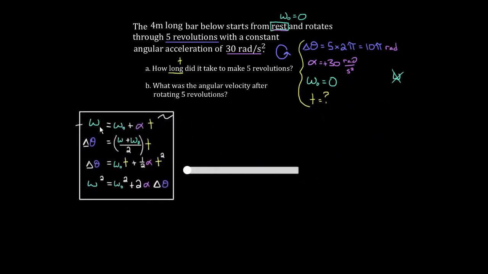So I'll look through them. First one's got omega final. I don't want to use that one because I wouldn't know what to plug in here and I don't want to solve for it anyway. I don't want the second one. This 3rd one has no omega final, so I'm going to use that one. So let's just take this, we'll put it over to here.